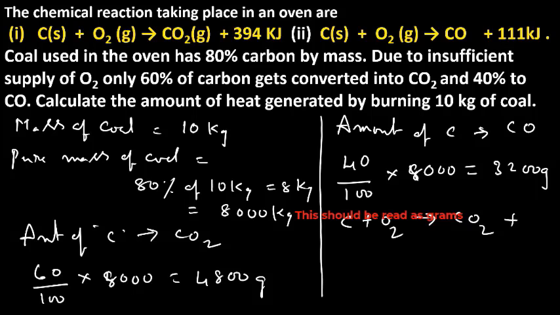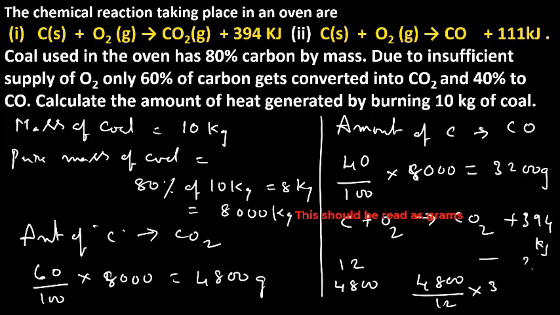The amount of heat liberated is 394 kilojoule. Now this is 12 grams. 12 grams releases this much. What is the amount of heat liberated for carbon converted to carbon dioxide? 4800 grams. So this is 4800 by 12 into 394. This is nothing but 1576 kilojoule.